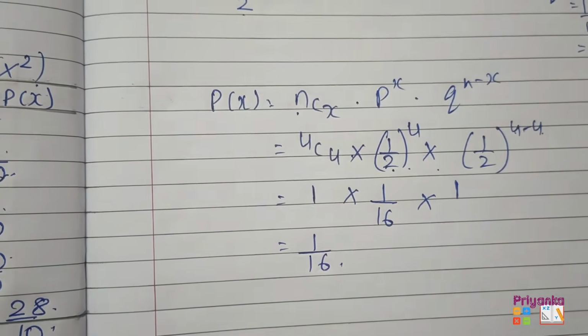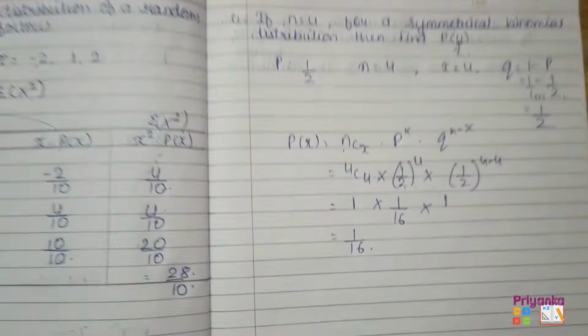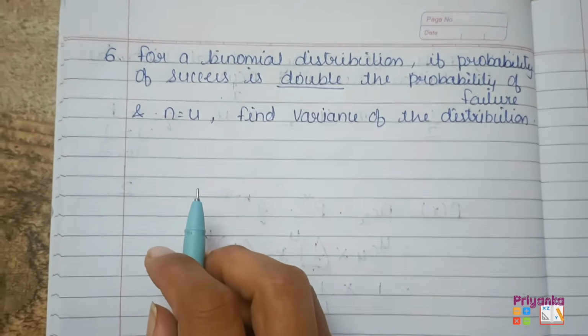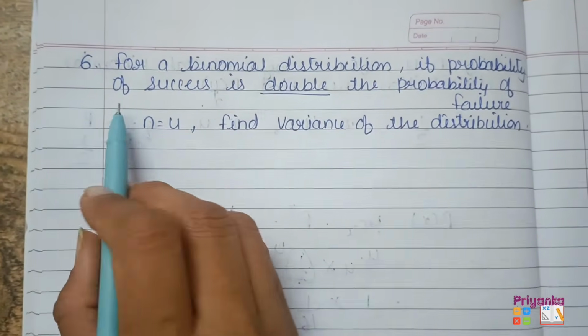Here the answer is 1 upon 16. Moving to the next. Number 5 is your Bernoulli trials, which I have already given you in the theory part. Let's move to the 6th.